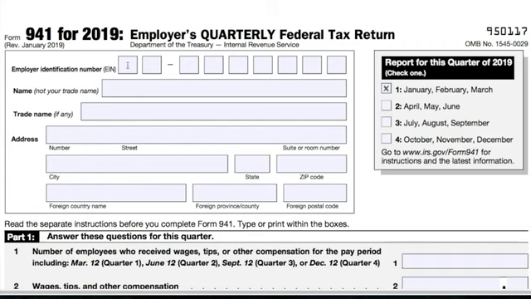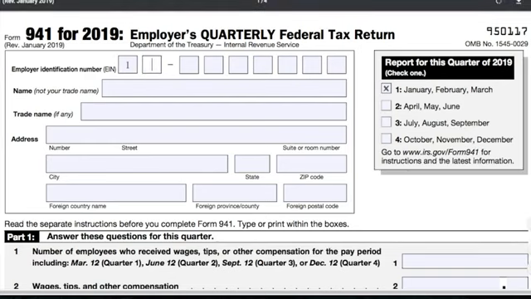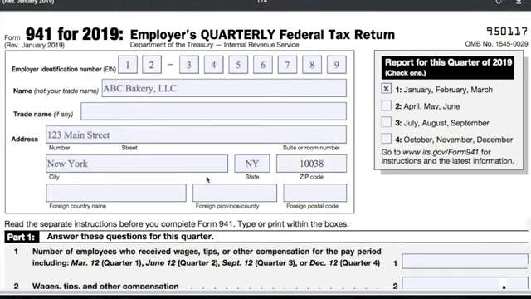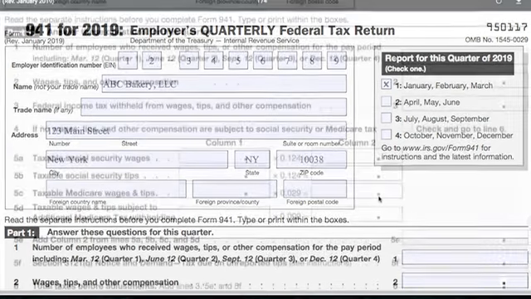Then you'll type in, or write in if you're hand filling the form, your business's EIN number, name, and address. I'm going to provide this information for a sample business. Since this is a US-based business, I'm going to leave the bottom 3 boxes there blank.